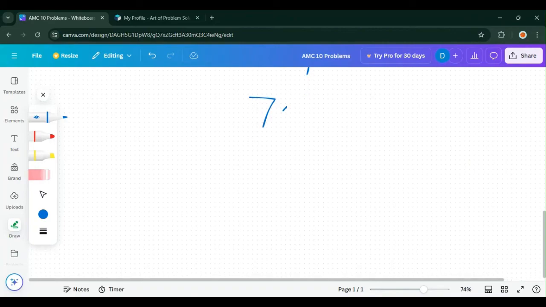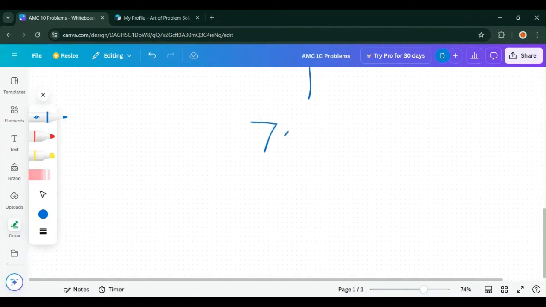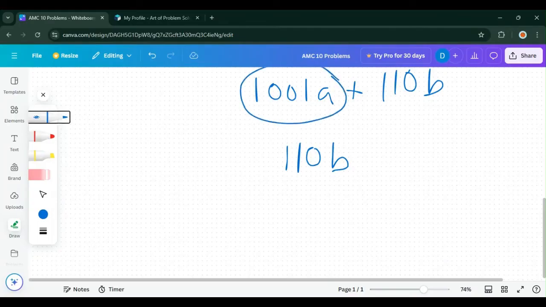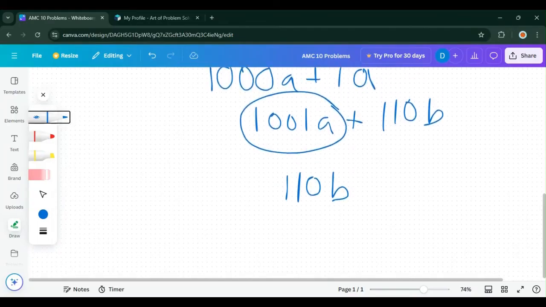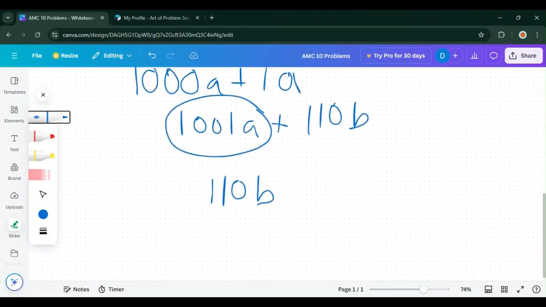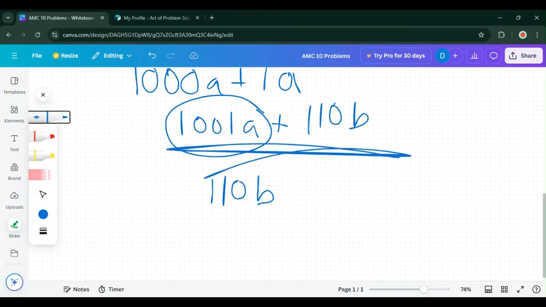So if we had just 2 in, it would still be a multiple of 7. So we don't have to worry about 1001A. All we have to worry about is 110B. Since 1001A is already divisible by 7, we want to make sure that 110B is also divisible by 7 in order for the entire number to be divisible by 7.